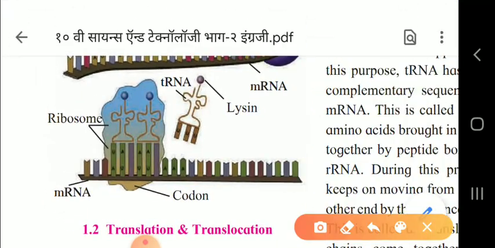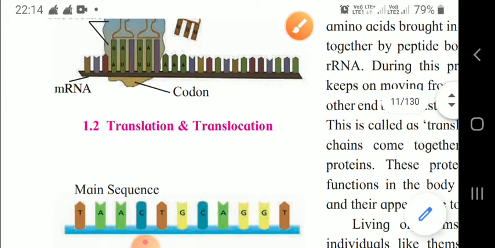Now here, children, you can see the figure for the translocation and translation. Here you can see how it takes place: the messenger RNA is bringing it to the transfer RNA, then it brings it to the ribosome where the protein synthesis takes place, and these are the codons.